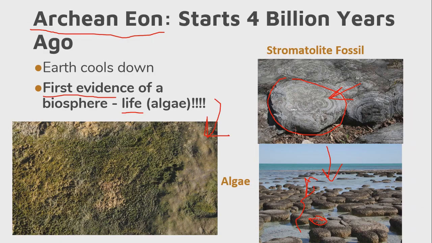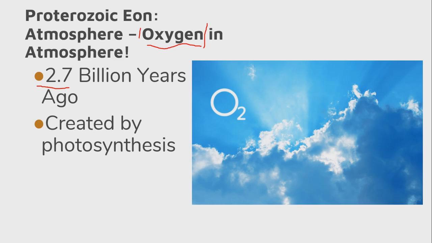I said we went from 4 billion years ago to 2.7 billion years ago. 1.3 billion years have gone by. So we are 1.3 billion years more present now, and that's why our number went down by 1.3. So as we move through this, the numbers are going to get smaller and smaller.